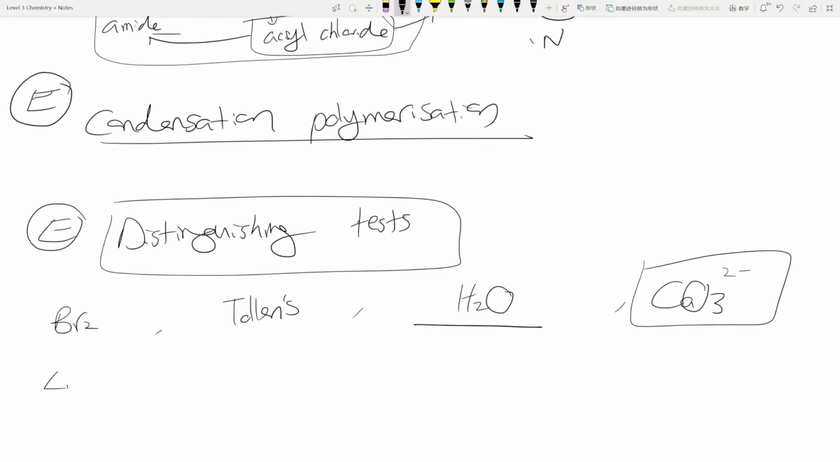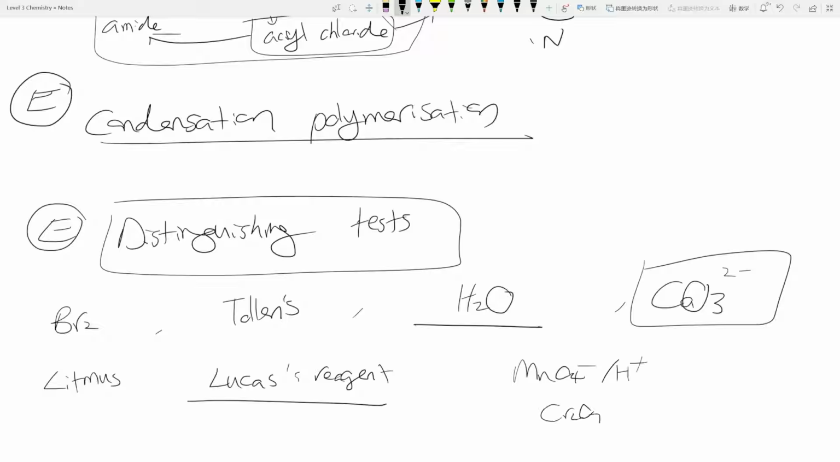You can do litmus paper, and if your school taught you Lucas reagent, to distinguish the primary, secondary and tertiary alcohol: primary doesn't react with this, secondary turns cloudy in a few minutes, and tertiary turns cloudy very quickly. Or you can stick to the traditional MnO4 minus with H plus, or Cr2O7 2 minus, but this is where people get it wrong, okay?